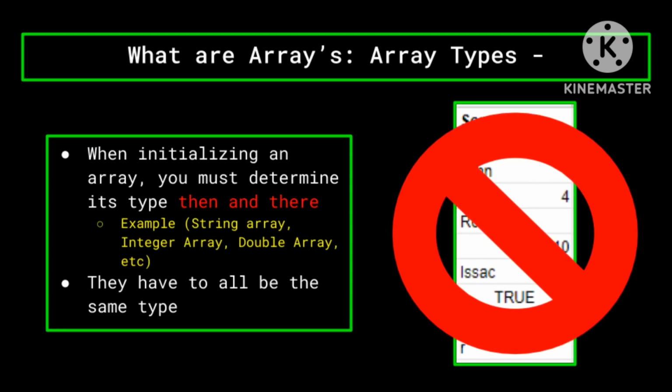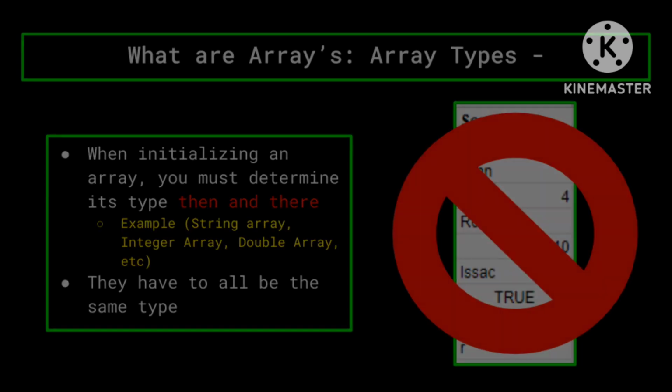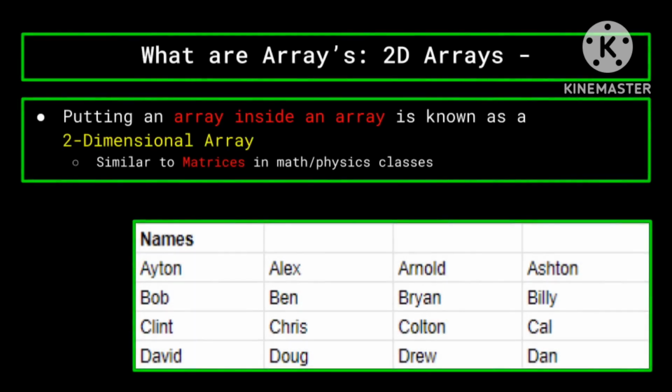They all have to be the same type. Now, the last thing we're going to cover on arrays is a little funky, and that is the practice of putting arrays inside of arrays. If you make an array of arrays, it is referred to as a 2D or two-dimensional array. Think of these as matrices if you have taken an algebra class before.